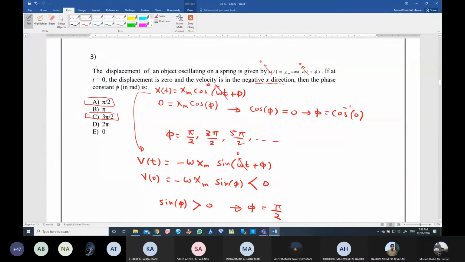Clear? Clear. I don't know, but it's easy.